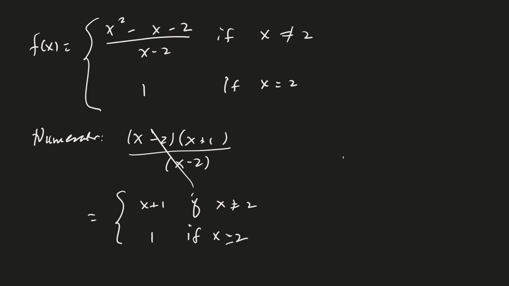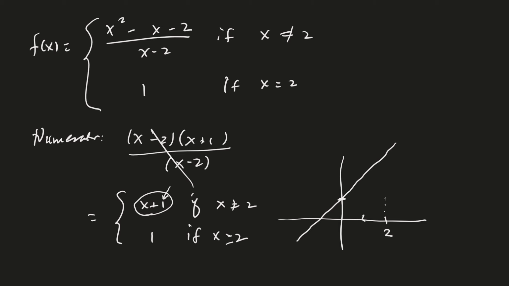So what does that look like geometrically? The line y equals x plus 1 goes through the y-intercept 1 and has a slope of 1, so that's going to look like this line here, except at the point 2, because at 2 our definition changes. So let's put an open circle there, and we're saying the function is equal to 1 there.